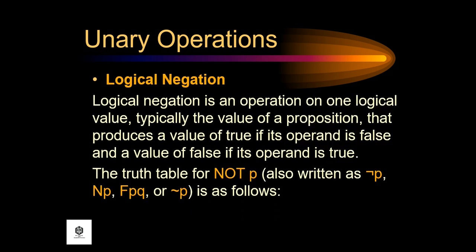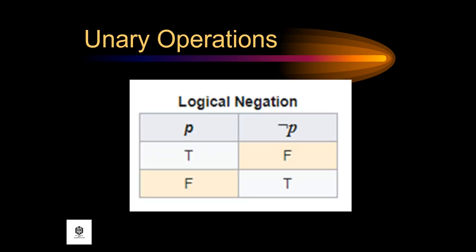Logical negation is an operation on one logical value, typically the value of a proposition, that produces a value of true if its operand is false and a value of false if its operand is true. The truth table for not P, also written as you can see on the screen, is as follows. So for the logical negation truth table, T or true is equal to false, then F or false is equal to true or T.